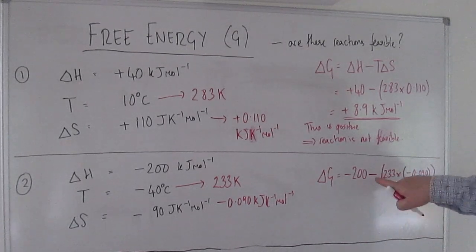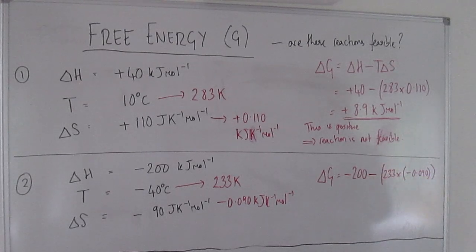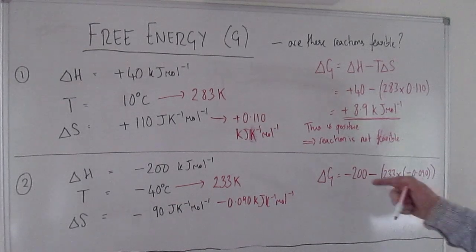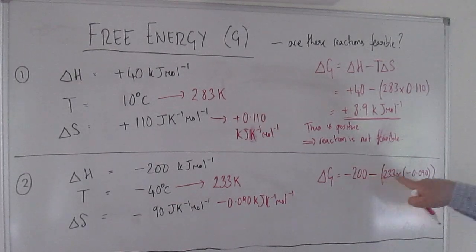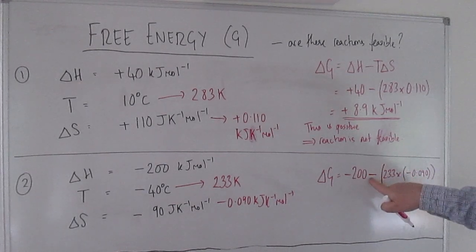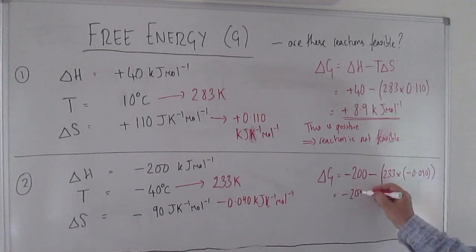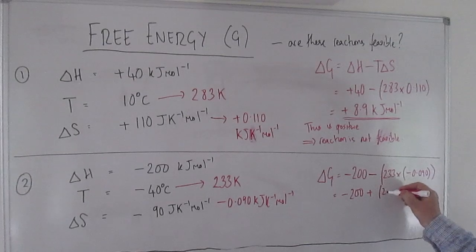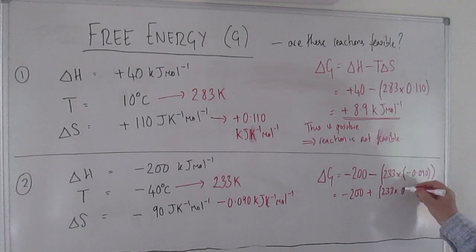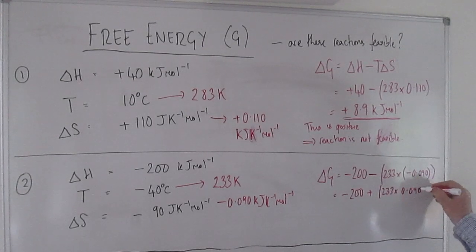And where you have to be very careful is that you're subtracting something negative here. So you either have to be really careful on your calculator, make sure you get the signs in accurately, or, because I'm old, I would probably not do it like that. I would probably say, right, you're subtracting something negative, and minus of a minus is a plus. So you could write it as minus 200 plus 233 times 0.090.